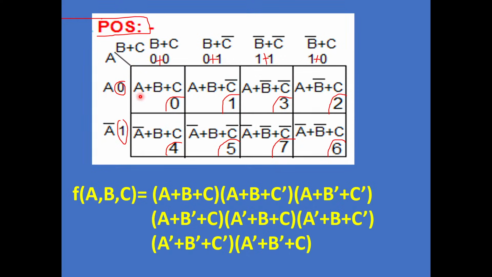A, top, B plus C. So A plus B plus C. Okay, not A into, it is A plus. All the terms should be added in product of the sum. Next, go to the next box.